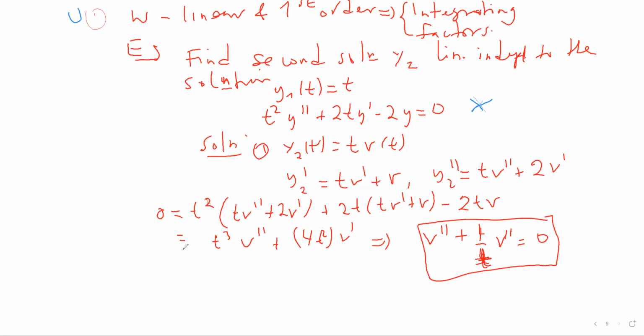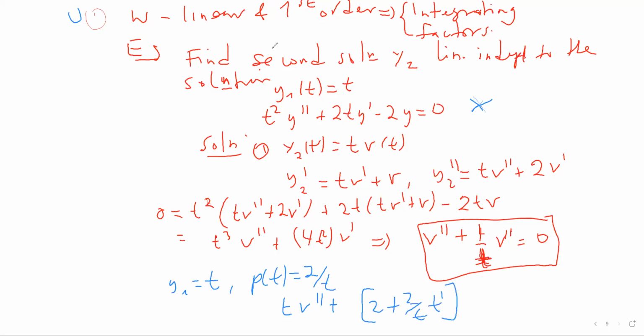Now, since the second equation looks like something we know already, we can make some substitutions. So now from here, we can make y1 represent t, and then p(t) to be 2/t. And this will already mean that we have t v'' + (2 + 2/t) ... of v' = 0.